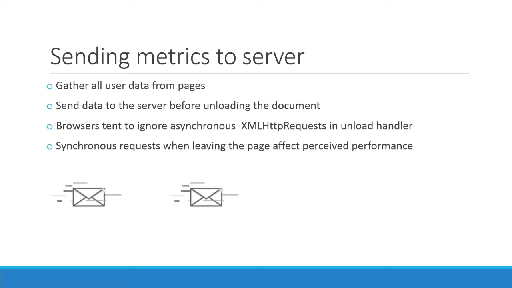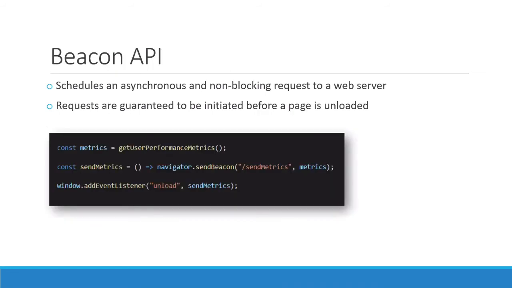Now, there is a problem with that, because browsers tend to ignore asynchronous XML HTTP requests if you put them in the unload handler. And if, instead of making an asynchronous request, you make a synchronous request, this means that you're actually blocking the next page from rendering, which will result in a poor user experience. So what's the solution for that? Fortunately, the Beacon API comes to the rescue.